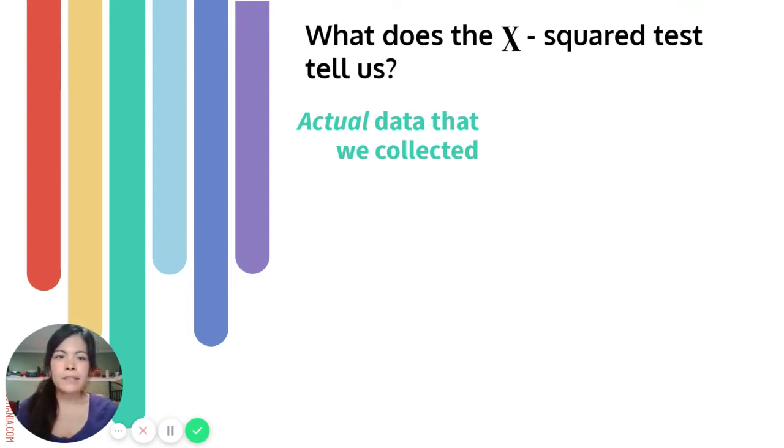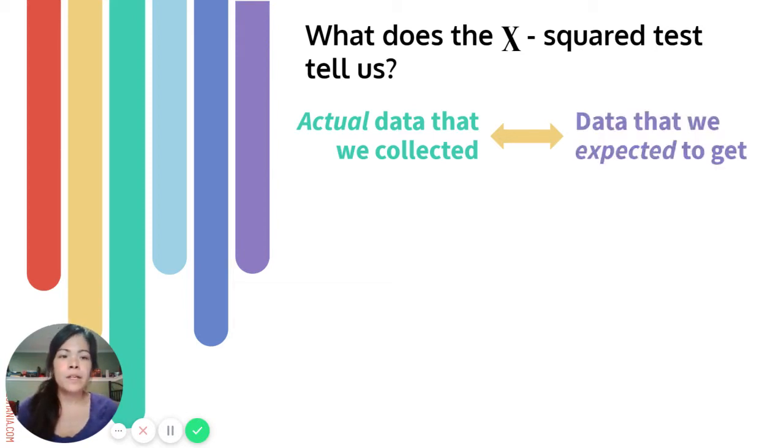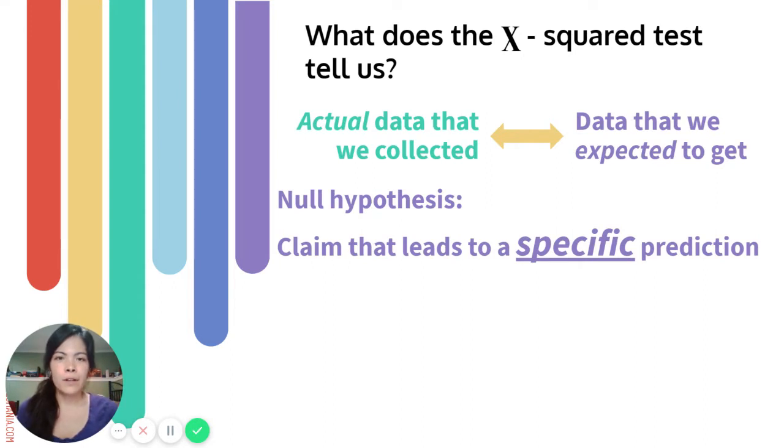So the chi-squared test tells us how the actual data that we collected compares to some data that we expected to get. So 50% heads, 50% tails, or 50% men and 50% women in our Biotown example. This idea of data that we expect to get brings us to a corresponding idea that is really integral to understanding a chi-squared test, and that idea is the null hypothesis.